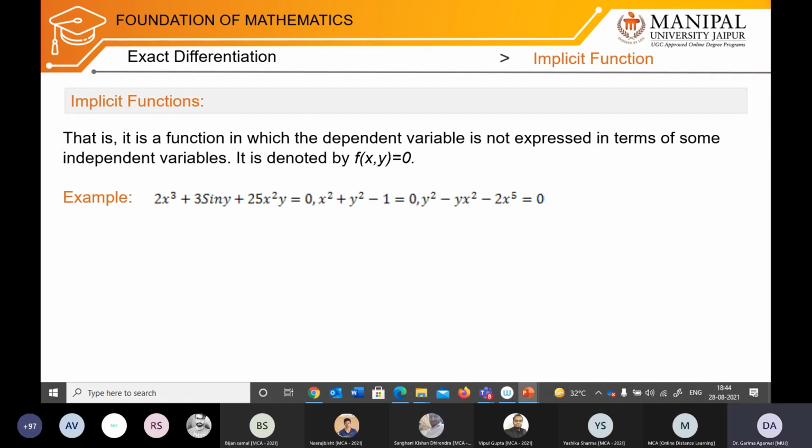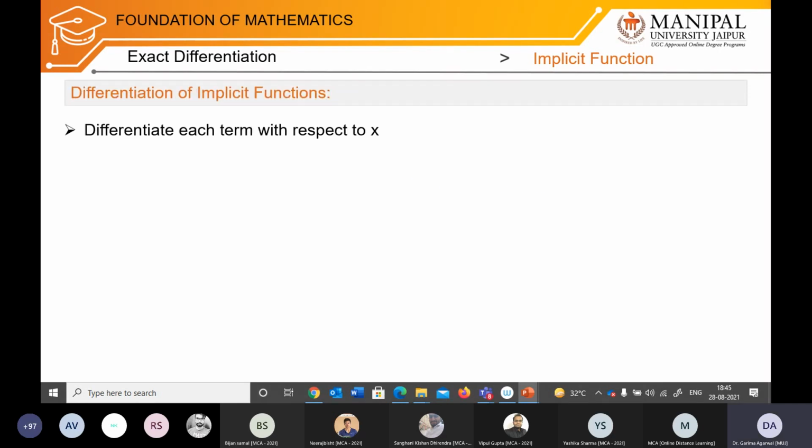What is an implicit function? In it, the dependent variable is not expressed in terms of some independent variable and is denoted by a function f(x, y) equals 0. Then it is known as an implicit function. These are the examples.